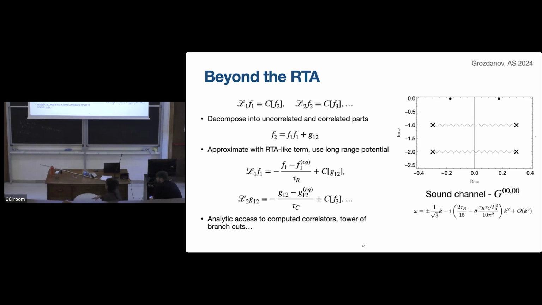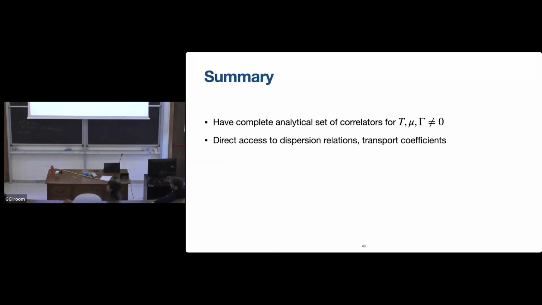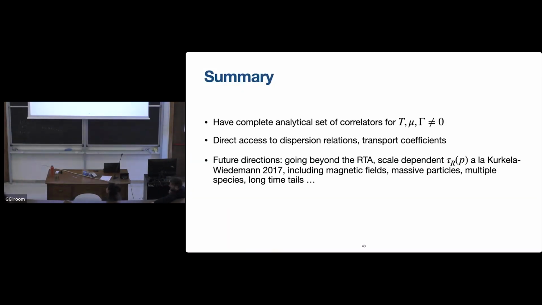This is literally the last slide, just the summary. What I really wanted to convince you of is that in the kinetic RTA, we can compute the complete analytic set of correlators for the thermoelectric effect, at finite temperature and chemical potential, and even including momentum relaxation. This gives you direct access to dispersion relations and transport coefficients. It's a lovely set of computations to do.